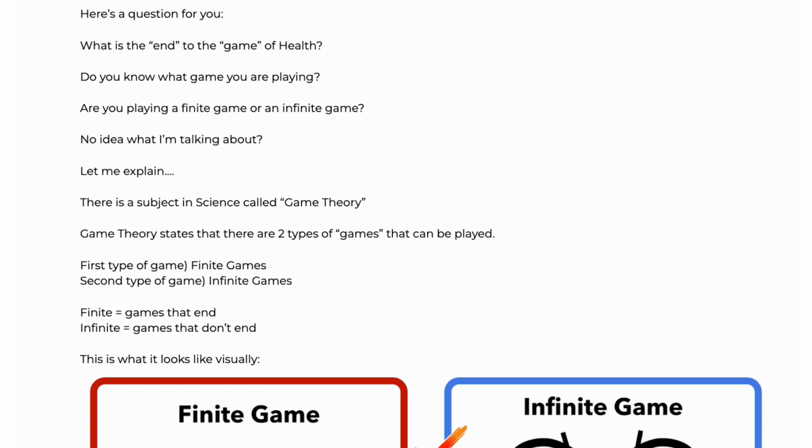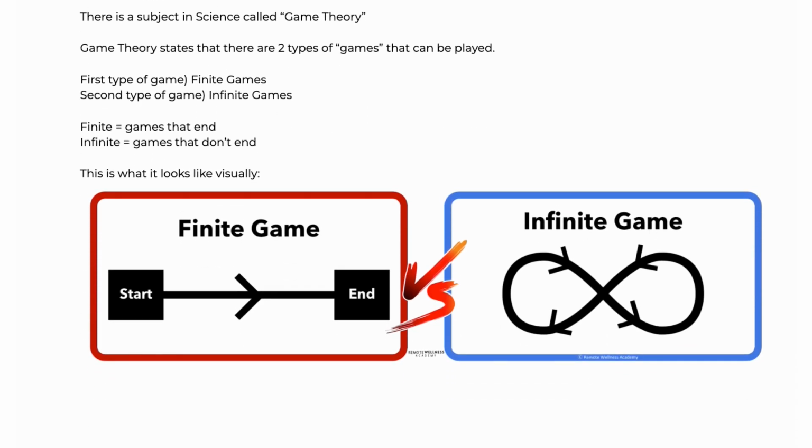Okay? And so what are finite games and infinite games? Finite games, just as the word sounds, are games that end, and infinite games are games that don't end. And so visually, this is what it looks like, right? There are finite games, and they have a start, and they have an end. And then there are infinite games. And infinite games do not have an end. They keep going on and on and on.